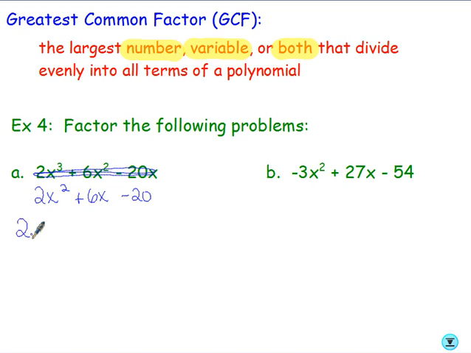gets written down. We are now going to make a giant set of parentheses, just one. We're going to take every number in our problem and divide it by 2. 2x squared divided by 2, the 2's cancel, we're left with x squared. Positive 6x divided by 2 is positive 3x. I just divided. And negative 20 divided by 2 is negative 10.